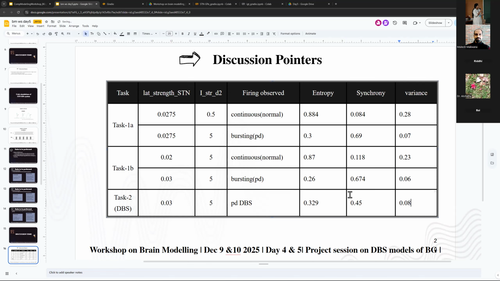So now from PD bursting, where the entropy was 0.26, PD DBS increased the entropy. Yes, with respect to PD, it improved the entropy. Similarly, it also reduced the synchrony from 0.674 to 0.45. I'm just looking at the last two rows. And with respect to the variance, can you see that it increased the variance? It did what DBS has to do, but is it as good as a normal condition? Compare it with any normal condition and see. Is it as good as the normal condition? No, not better really.